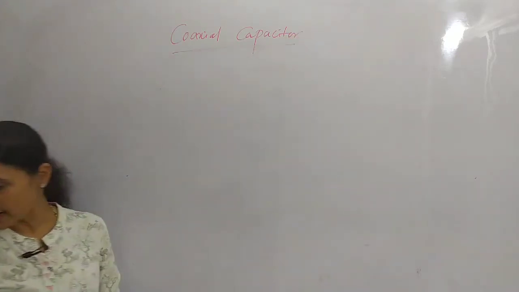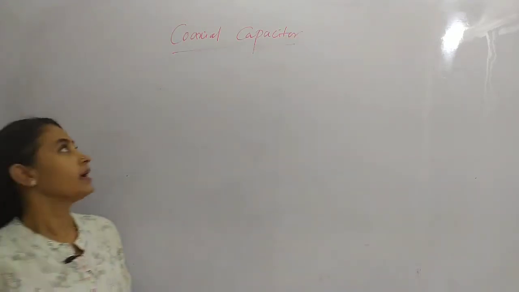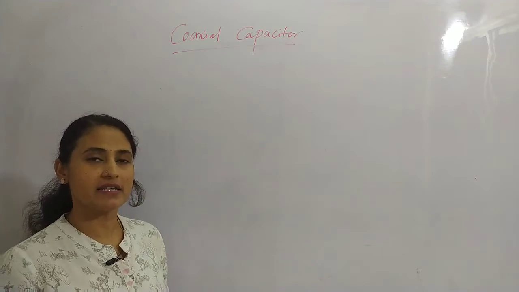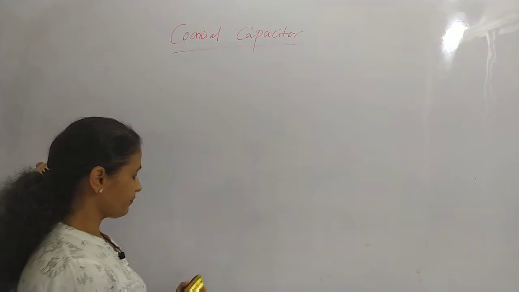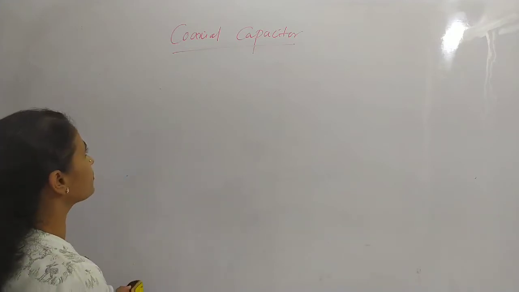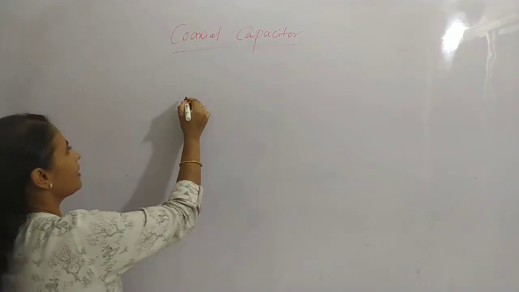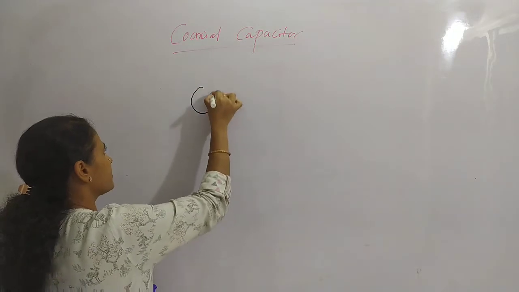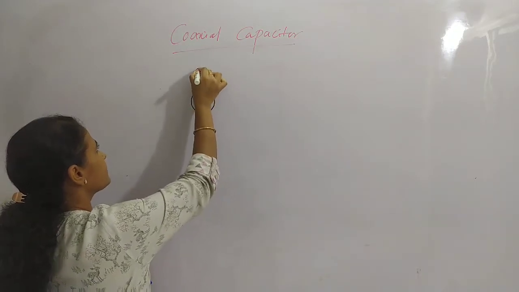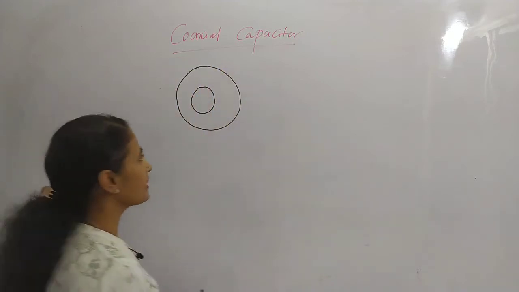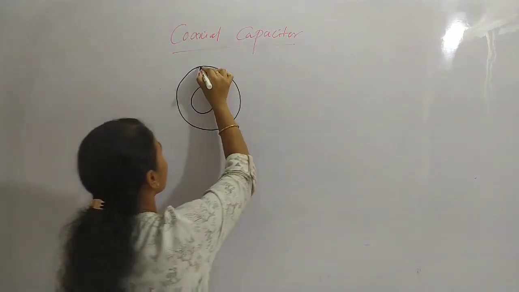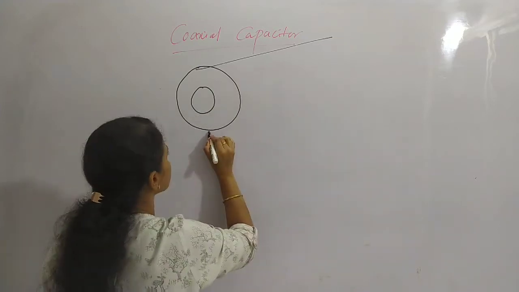So the coaxial capacitor is nothing but a capacitor formed with two coaxial cables. See, we have two coaxial cables with two capacitor plates. This is the inner conductor, this is the outer conductor. The inner and outer conductors have some length.